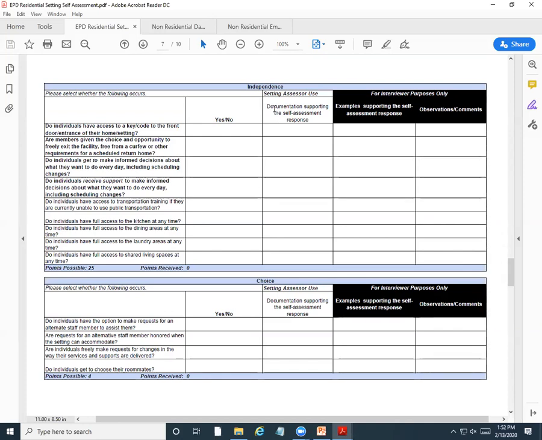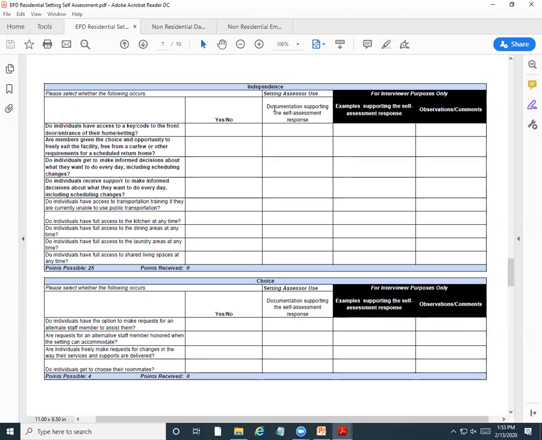For independent: do individuals have access to a key or code to the front door entrance of their home or setting? So this is, again, answering for all your members, and really based on a member with no health or safety needs or guardian issues. We understand that there's going to be individual health and safety restrictions, and that will be handled through the person-centered planning process. So I know it's hard to maintain that mind frame when you're going through this, but this is for that member that has no health, safety, or guardian issues.